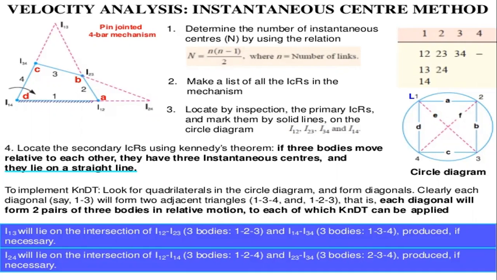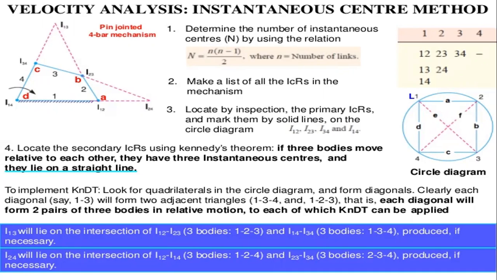So first one, determine the number of instantaneous centers by using the relation. So we are locating the instantaneous center by using the relations of it. So that is N = n(n − 1)/2.